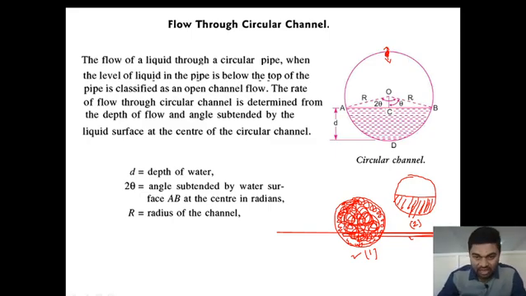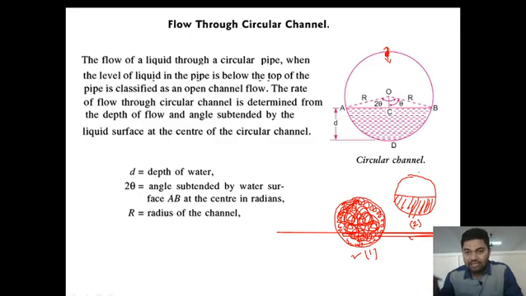As you can see, this D is nothing but the depth of the flow. It is less than half of the radius of the circular channel. And 2 theta, what is the 2 theta?